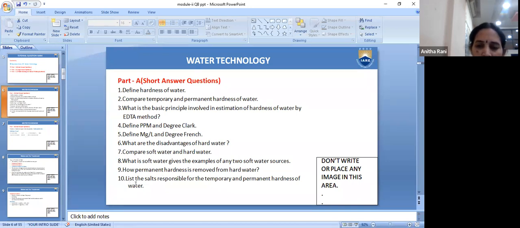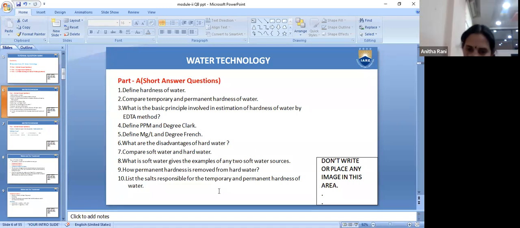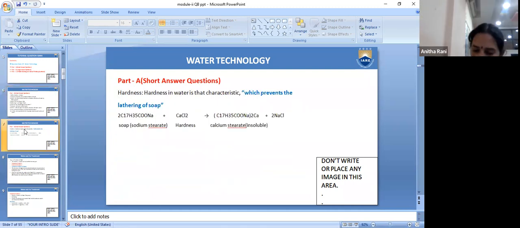Now tell me the 10th question answer. List the salts responsible for the temporary and permanent hardness of water. Now tell me the list. Calcium bicarbonate and magnesium bicarbonate are temporary salts, ma'am. And calcium chloride, magnesium chloride, calcium sulfate, and magnesium sulfate. These salts are permanent salts. Permanent salts. Okay.